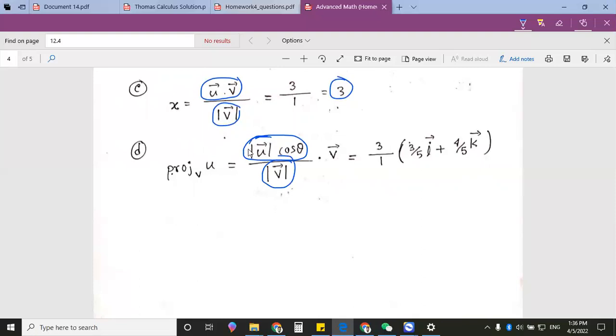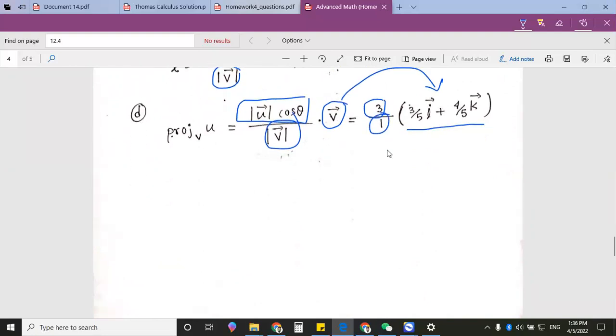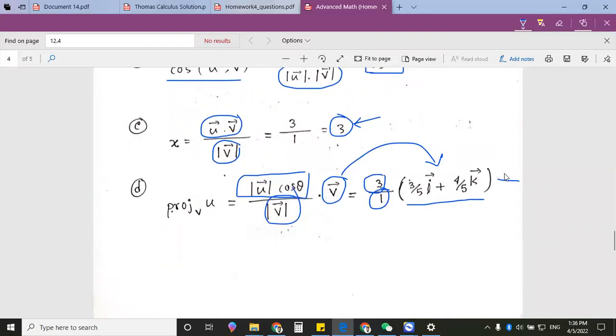I mean norm of u into cos theta divided by norm of v. So I get, and we have also multiplied another v vector here. So this v vector is here, 3/5 i plus 4/5 k, and norm of u cos theta is 3. You can see here norm of u cos theta is 3, and then norm of v is 1. So this is our final answer. We don't need to explain further.